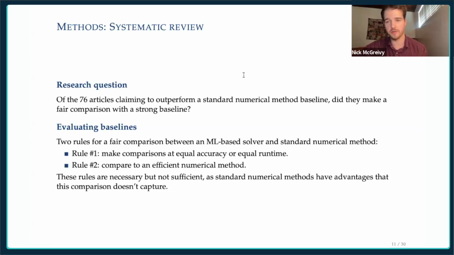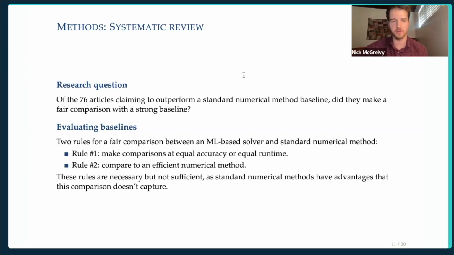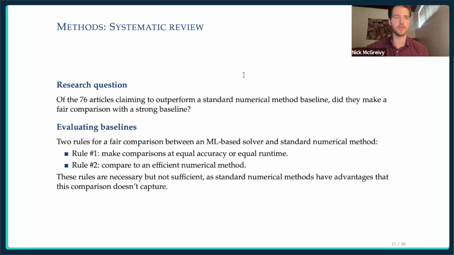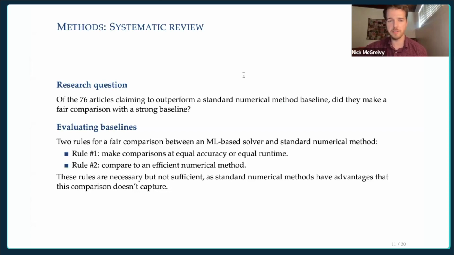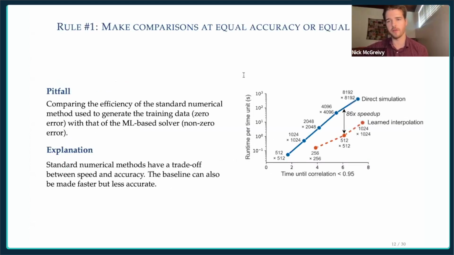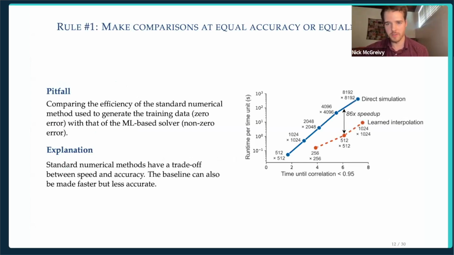Okay, so what does it mean to make a fair comparison with a strong baseline? We saw two pitfalls that were really common in these comparisons, and as a result, we introduced two rules that must be followed for a fair comparison. And these are necessary but not sufficient, but they're the rules we use to evaluate. So rule number one is to make comparisons at equal accuracy or equal runtime.